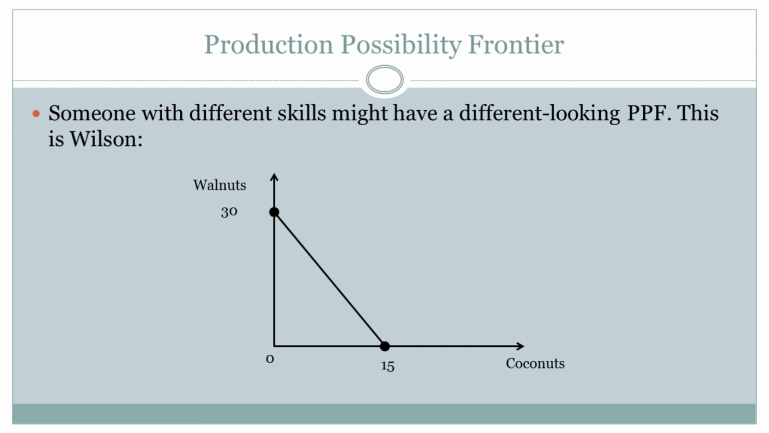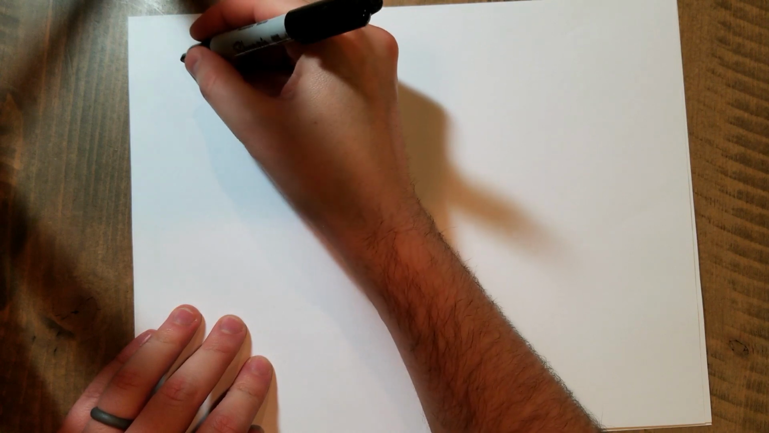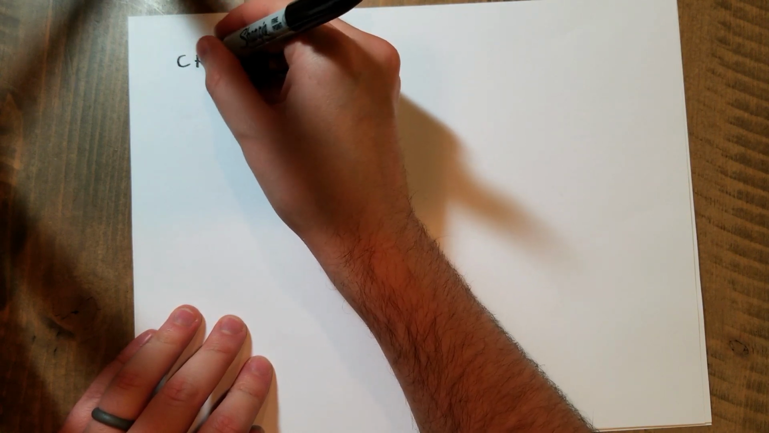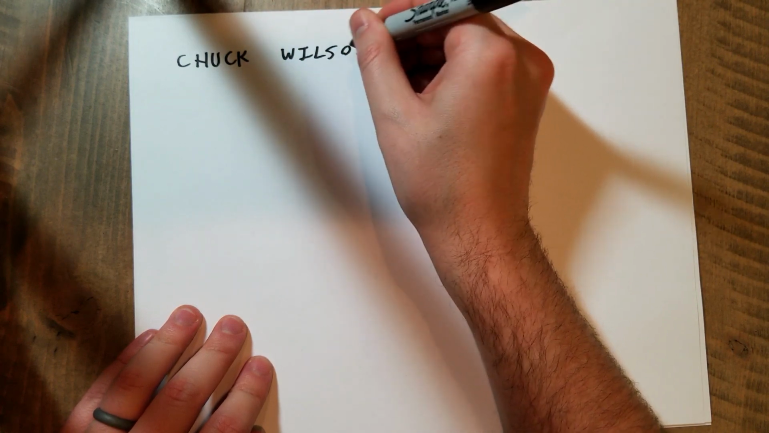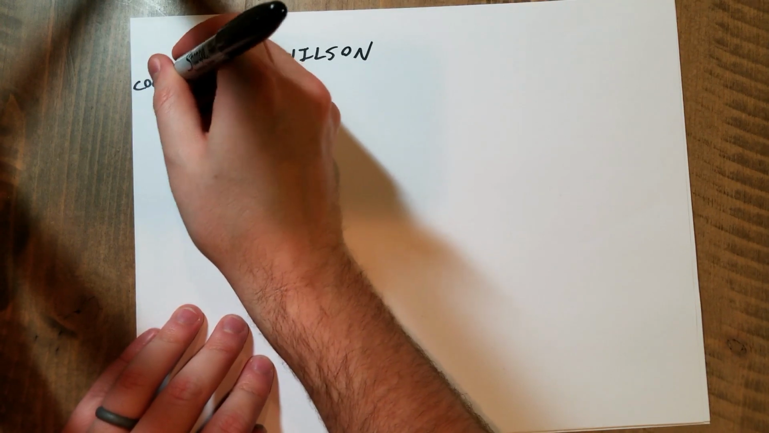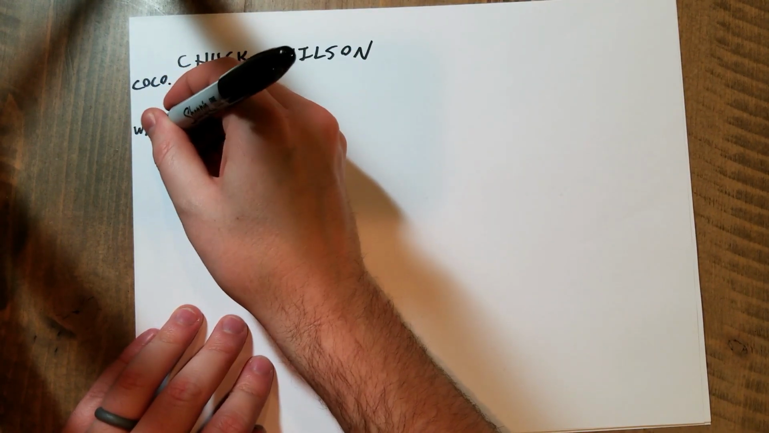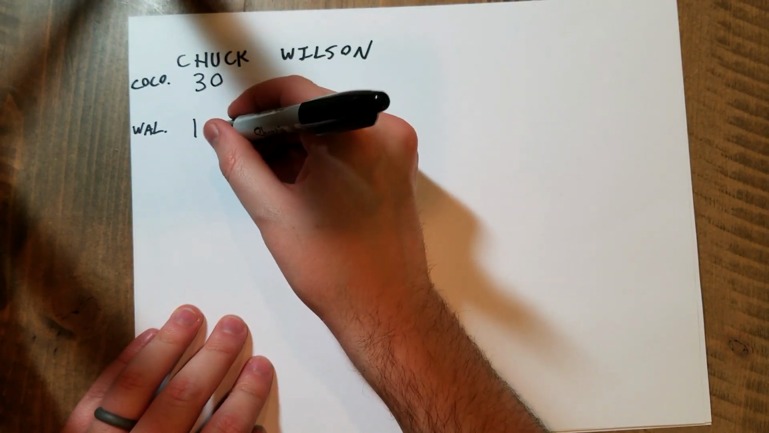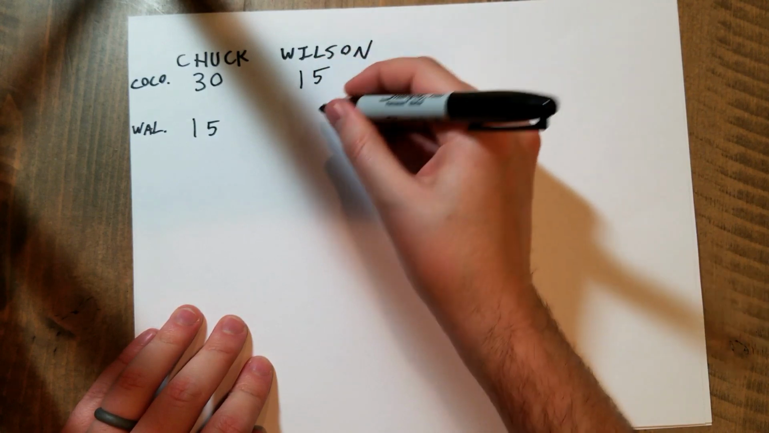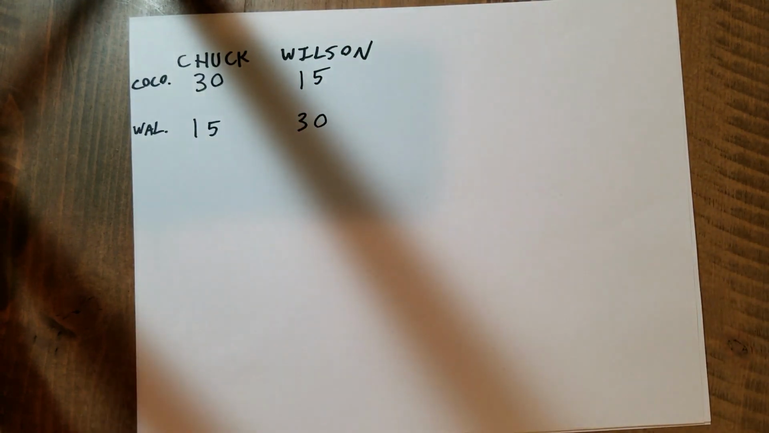Okay. So you might notice that this sounds pretty similar to the table that we drew out before for programs and models. And in fact, we can draw a similar table. So we have Chuck, and we have Wilson, and we have coconuts, and we have walnuts. Chuck, if he spent his whole day collecting coconuts, he'd get 30 coconuts. If he spent his whole day on walnuts, he'd get 15 walnuts. If Wilson spent his whole day on coconuts, he would get 15 coconuts. If he spent his whole day on walnuts, he would get 30 walnuts. All right, so we have our table. It's the exact same as it was before.